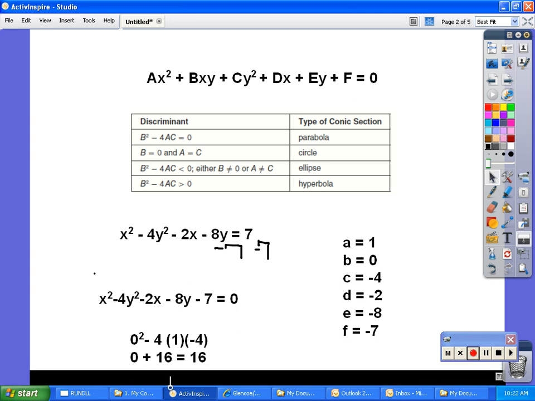Therefore, is my value equal to 0? No, so it's not a parabola. Is it less than 0? No, so it's not an ellipse. It's greater than 0, which means it's a hyperbola. Hopefully, one of these methods will make it easy for you to determine what type of conic section you're looking at.